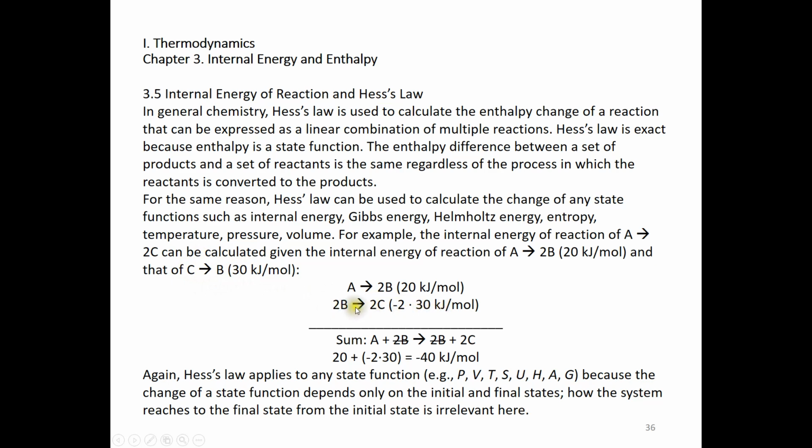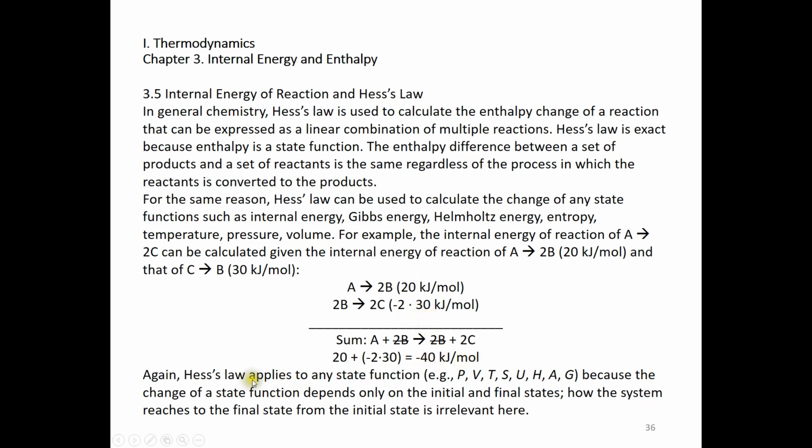What if it's 2B to 2C? It's negative 2 times 30. Therefore, we have these two reactions. And then if we sum up these two reactions as if they were numbers, we can get the sum. What's the sum? We just combine the left hand side, which is A plus 2B. We combine the right hand side, it's 2B plus 2C. Note this 2B appears on the left hand side and also on the right hand side. They cancel. Therefore, the sum of these two reactions is from A to 2C. And correspondingly, the internal energy of reaction is 20 minus 2 times 30, which is negative 40.